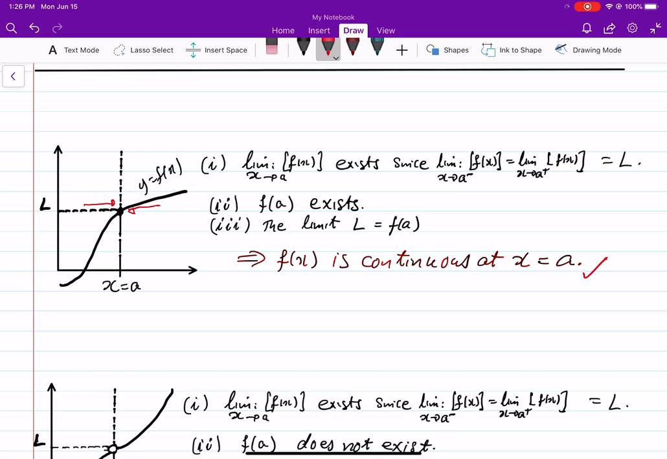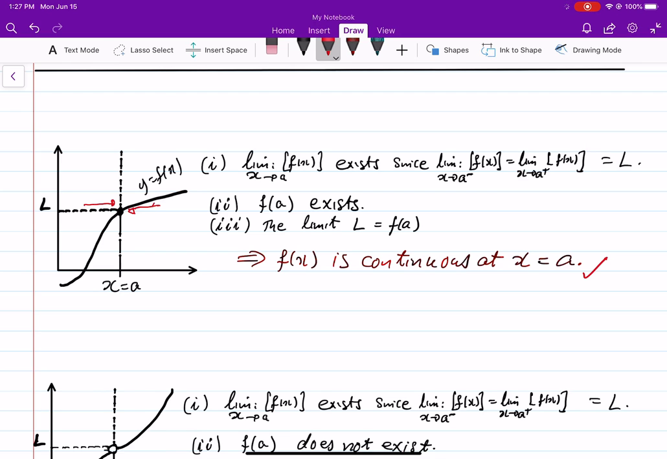All right, let me go over them again. The limit as x is approaching a of f of x exists. How do I know the limit exists? Well, graphically I can see that. But mathematically, you have to prove that the limit as x is approaching a minus of f of x is equal to the limit as x is approaching a plus of f of x. And they're both approaching the same value from the left and the right, and that value is L. F of a exists, and f of a is equal to L. Once those three conditions are met, I can conclude that the function is continuous at x equal a.